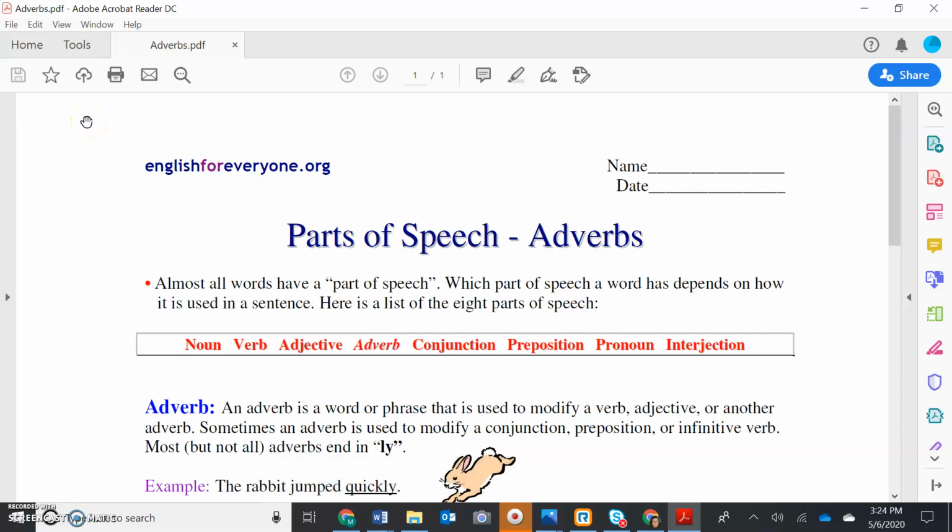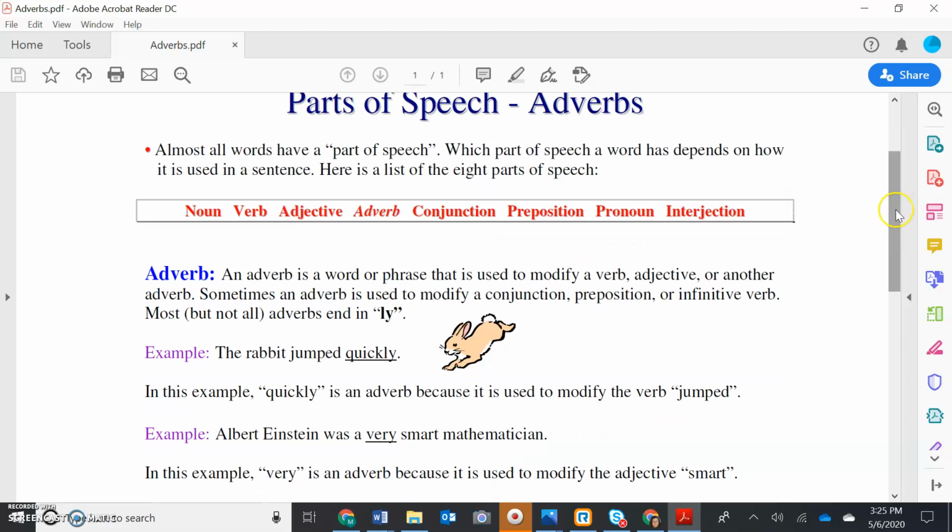Okay, please write at the top of your page the word adverbs. Almost all words have a part of speech. Which part of speech a word has depends on how much it is used in a sentence. So there are 8 parts of speech, and here they are: nouns, verbs, adjectives, adverbs, conjunctions, prepositions, pronouns, and interjections. Today we're going to focus on adverbs.